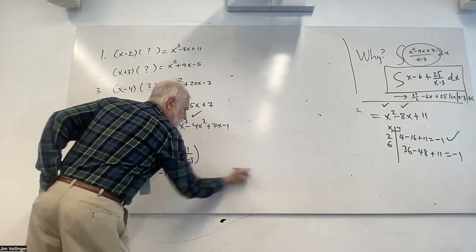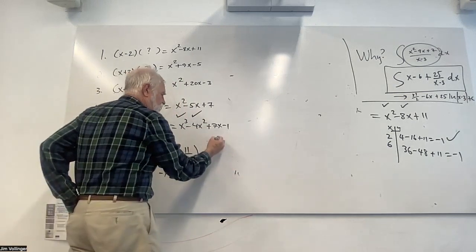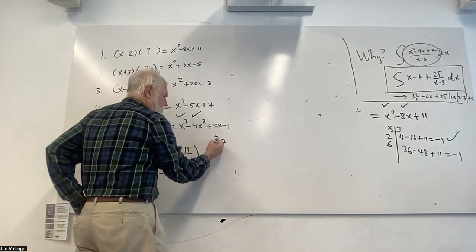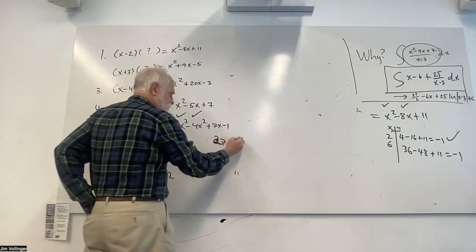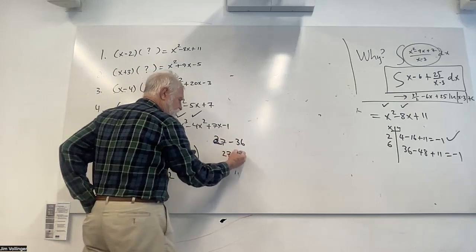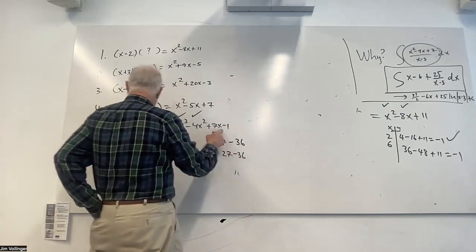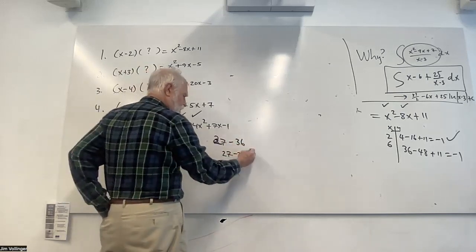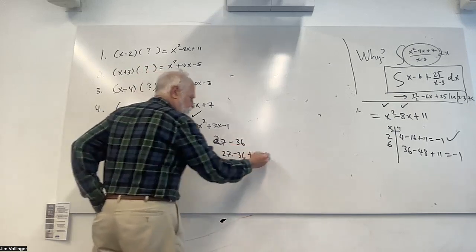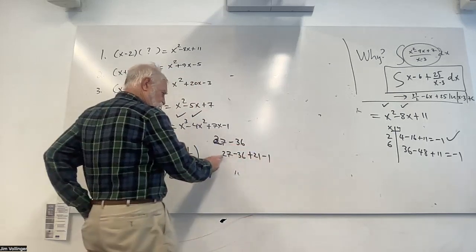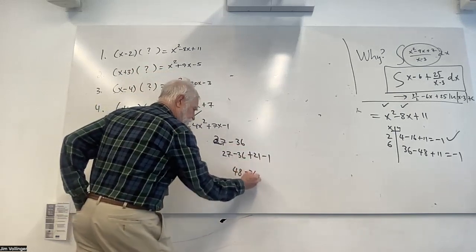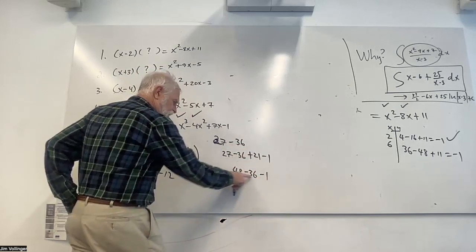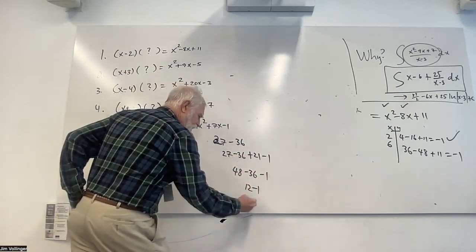So let's put this in again and do this computation. 27. As I don't want to have to do this video again. Minus 36, so 27 minus 36. 7 times 3 is plus 21 and minus 1. So 27 and 21, let's do that. 48 minus 36 minus 1. 48 minus 36 is 12. 12 minus 1 is 11.